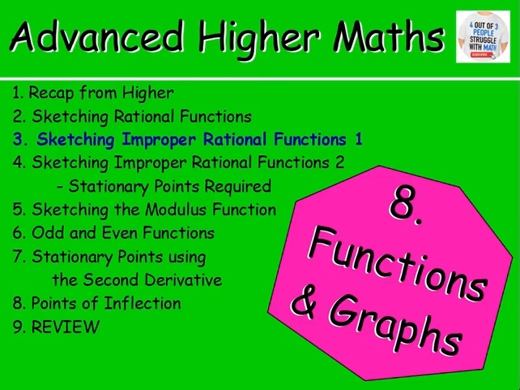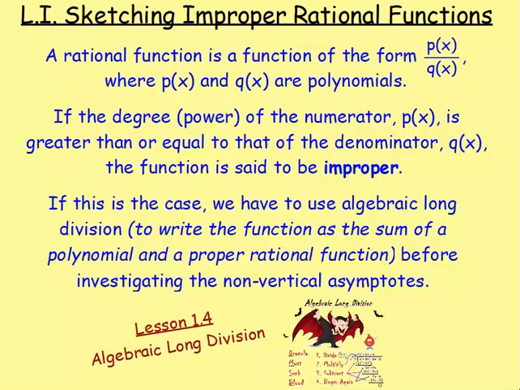What's meant by an improper function, James? Brilliant. An improper function is where the degree of the numerator is bigger than or equal to that of the denominator. And if that is the case, you have to rewrite it as the sum of a polynomial and a proper rational function. And to do that, you use algebraic long division. And that has to be used before you can investigate the non-vertical asymptotes.